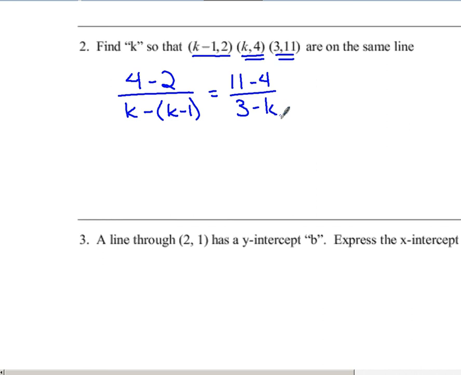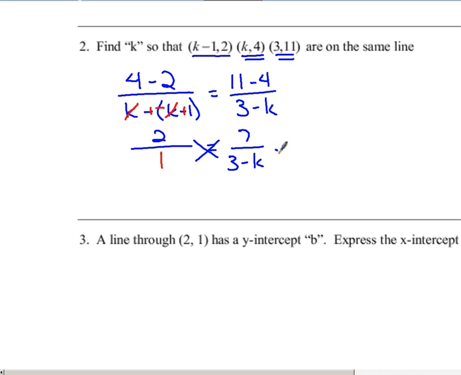All right, let's see what we have to work with now. If we clean this up a little bit, we've got 2 over, carrying that negative through. Looks like the k's cancel out, right? As the k's cancel out, we are left with a 1. That's all going to equal, we've got 7 over here, over 3 minus k. I've got my proportion. I do a little cross multiplying.